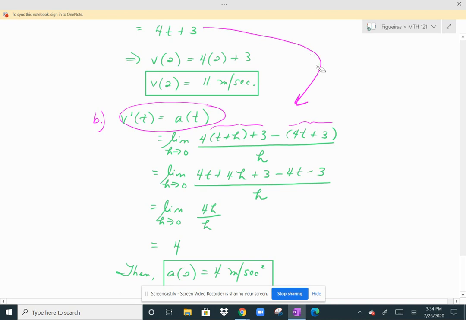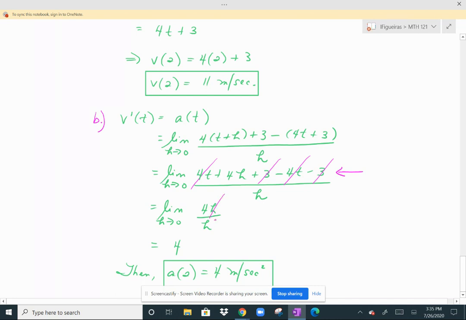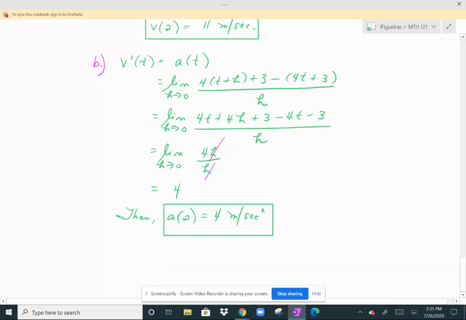And just like the previous example, there is some distributing and simplifying you can do. So when you distribute, you get this line here. Then the 4t's cancel, the 3's cancel. I'm left with 4h over h. The h's cancel. So I get a constant of 4, which means you don't need to plug in the 2. It's just a constant acceleration. So you have a constant acceleration of 4 meters per second squared.